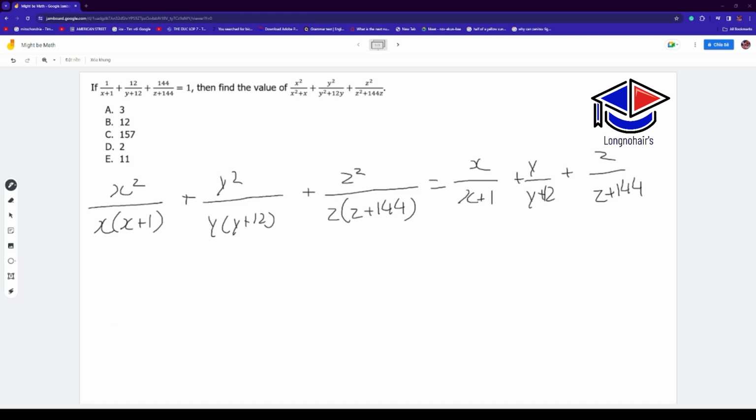After that, you're gonna need to brainstorm a little bit in this part, because from here you can't do anything without adding something in, but it doesn't change the look of it. I know it's very complicated. So this is what I do. First, I get x minus 1 plus 1, which is equal to 0, over x plus 1. And same thing for y. I get y minus 12 plus 12 over y plus 12, and plus z minus 144 plus 144.